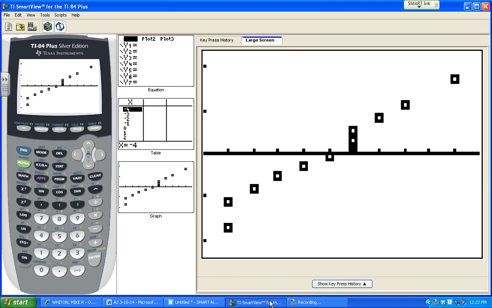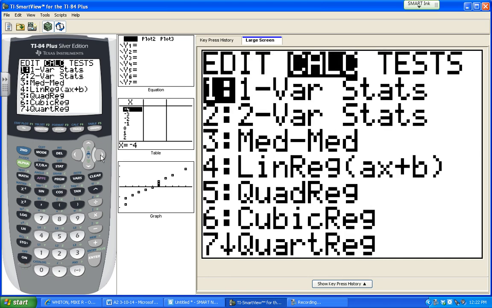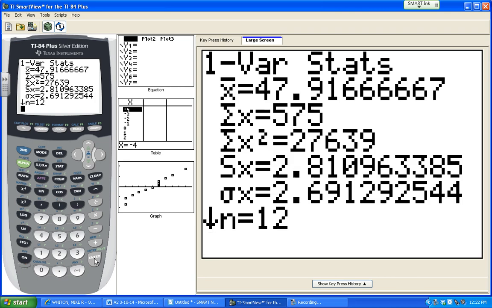And let's get those values right now. Again, the data is already in list 1. So let's get the one variable stats of that. There's our sample mean. We'll go 47.92. Standard deviation, we're going to use the Sx. That's going to be our standard deviation of our sample. And then our mean, of course, x bar. We're not going to use this.